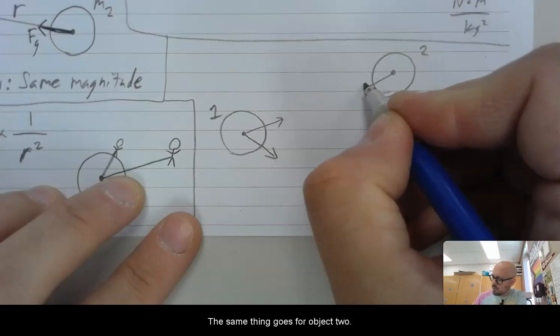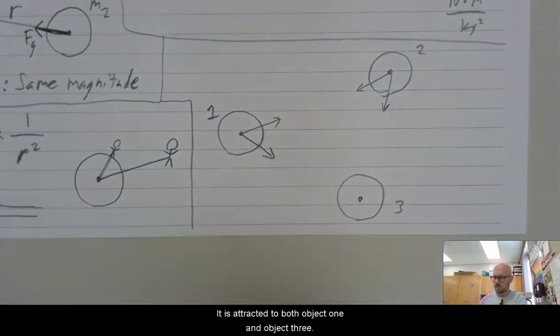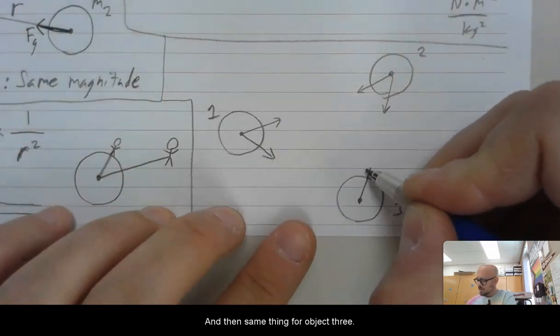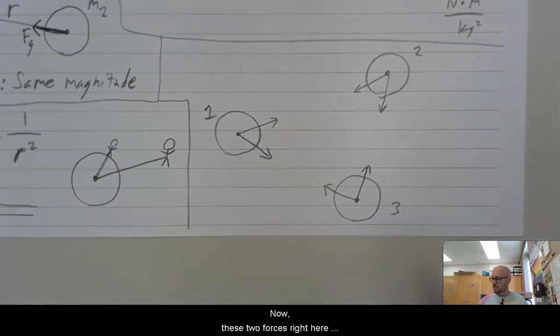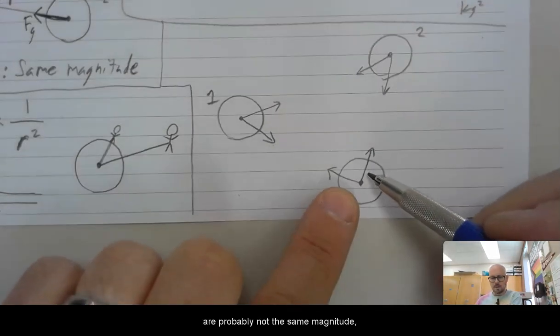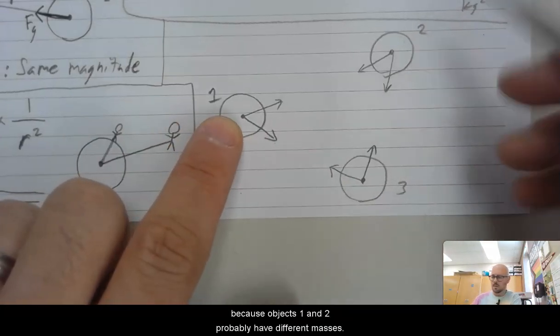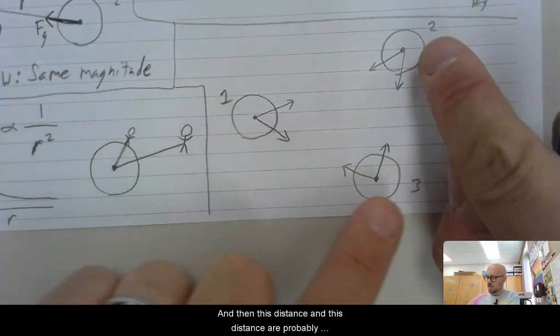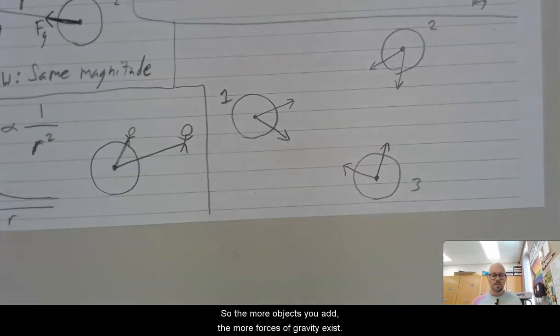The same thing goes for object 2. It is attracted to both object 1 and object 3. And then same thing for object 3. It's attracted to object 2 and it's attracted to object 1. Now these 2 forces right here are probably not the same magnitude because objects 1 and 2 probably have different masses, and then this distance and this distance are probably different values. So the more objects you add, the more forces of gravity exist.